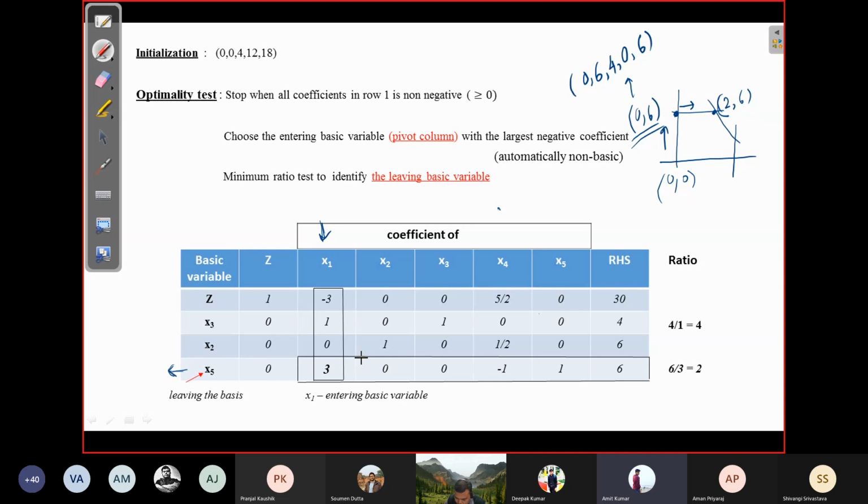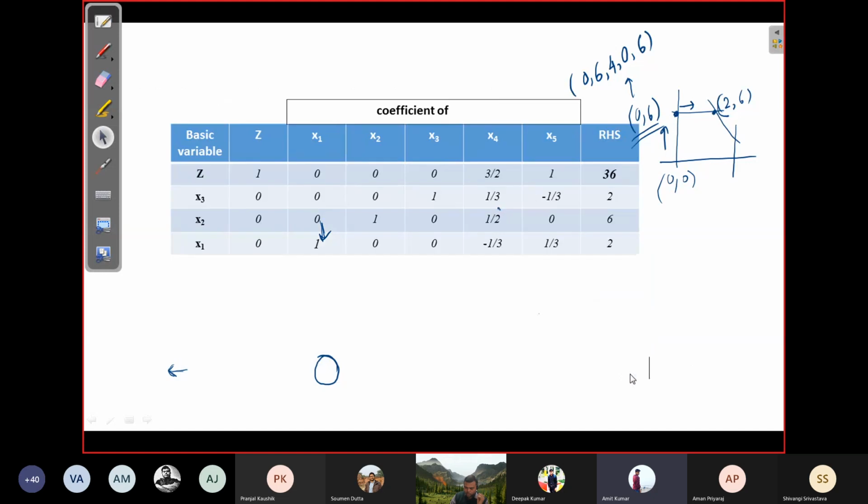So then how do you construct the next table? I have to make it 0, 0, 0 and 1. Yes, 0, 0, 0 and 1. This is the pivot element, right? Yeah. So I divide the last row by 3. And then I perform operations to make it 0, 0, 0, 1. And on the right hand side, in the first row, I get the value 3/6. So are you getting this table? Yeah.